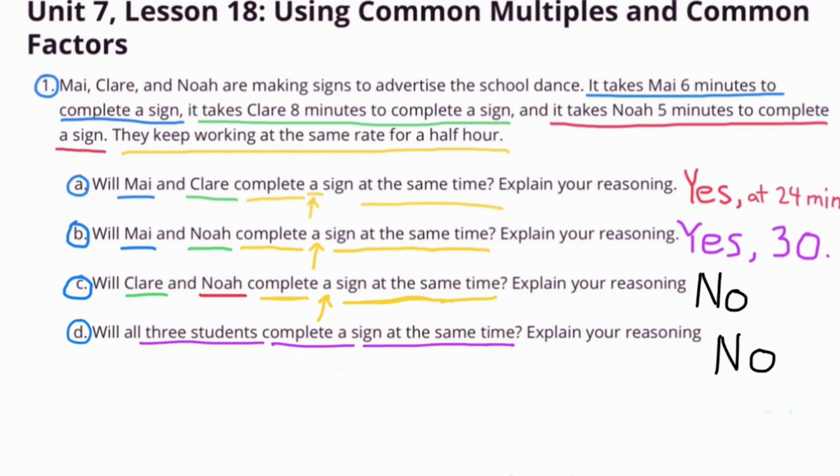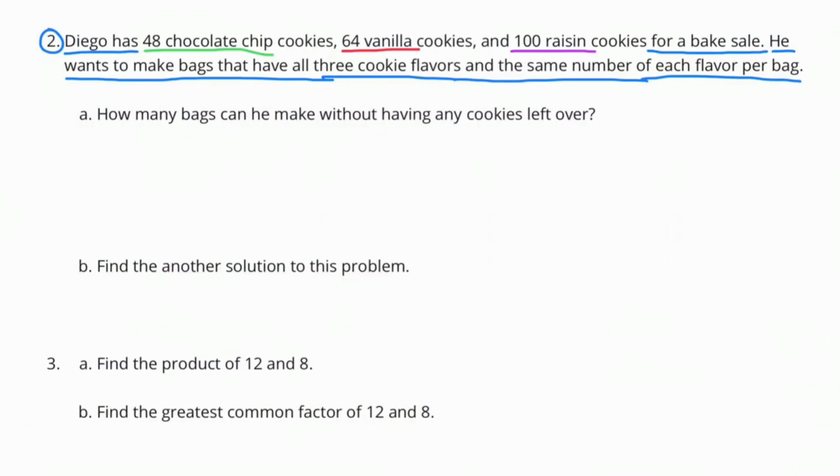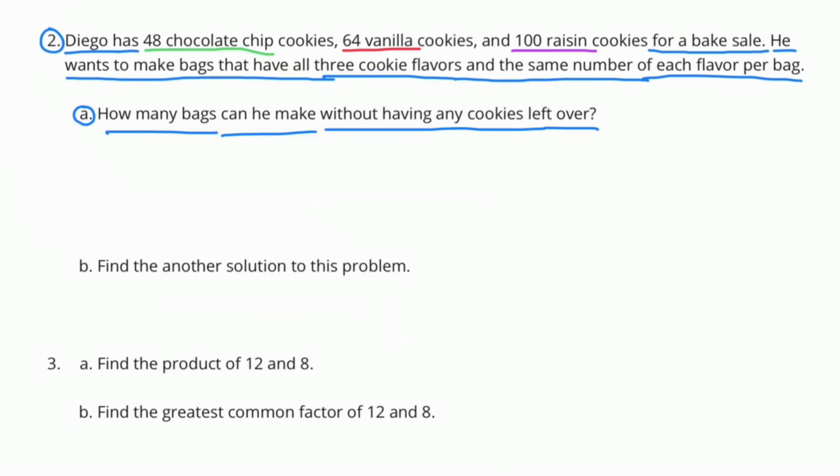The answer is no, and my reasoning is that if Claire and Noah can't complete a sign at the same time within the half hour, then all of the students cannot complete a sign at the same time within a half hour. Number 2. Diego has 48 chocolate chip cookies, 64 vanilla cookies, and 100 raisin cookies for a bake sale. He wants to make bags that have all 3 cookie flavors and the same number of each flavor per bag. A. How many bags can he make without having any cookies left over?